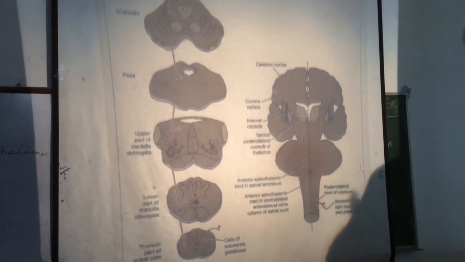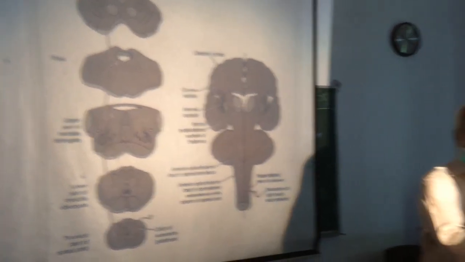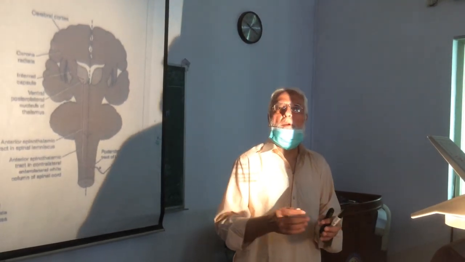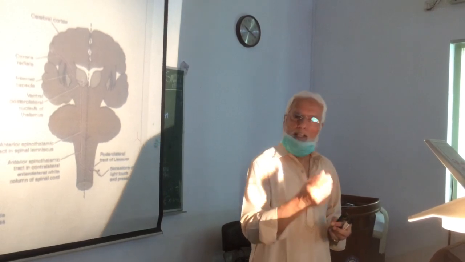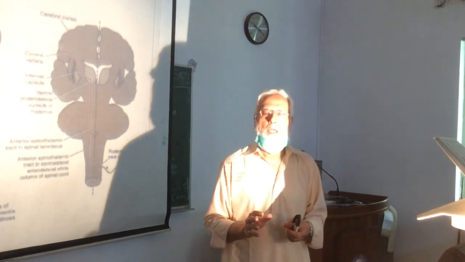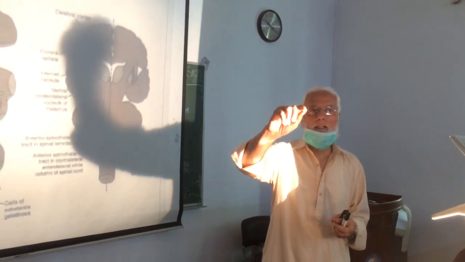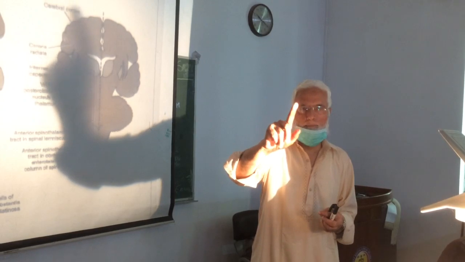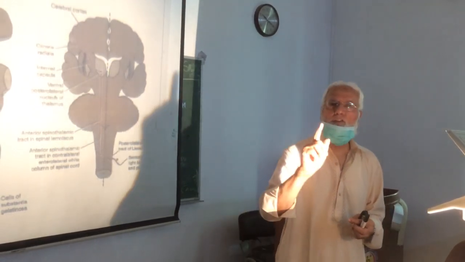So substance P is the neurotransmitter in the slow pain pathway, right? It is the neurotransmitter at the synapse between C nerve fibers and the second order neurons in lamina 1, 2, 3. So don't forget, the neurotransmitter in the fast pain impulses is glutamate, and the neurotransmitter in the slow pain impulses is substance P.